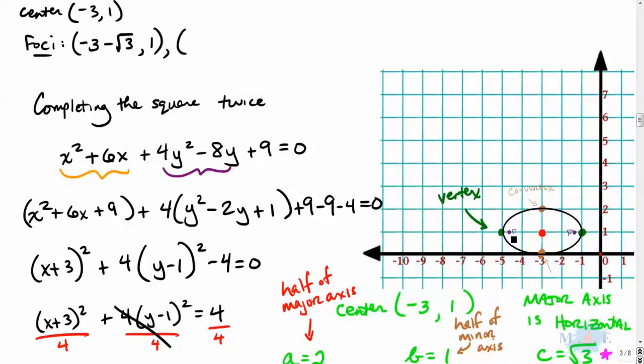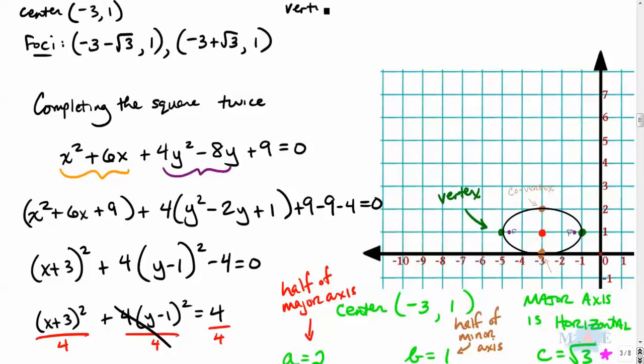The other foci is -3, and then we're going to go backwards radical 3. So it's -3 plus radical 3. It's kind of a funny way of writing that, but it's the exact value.